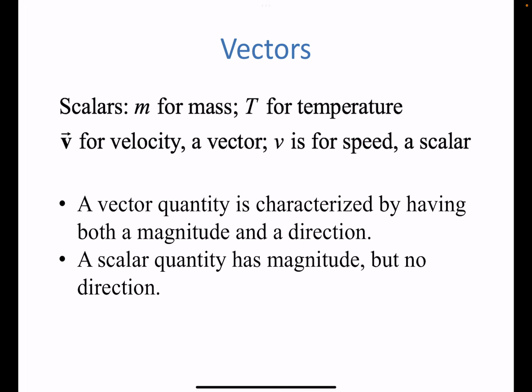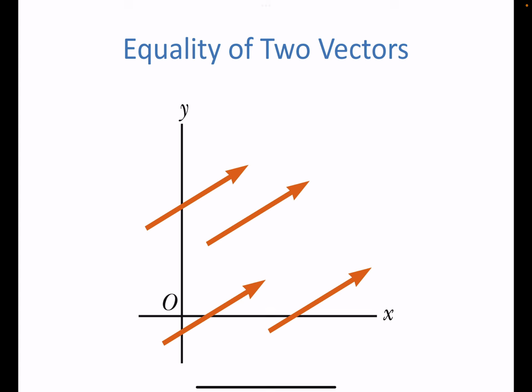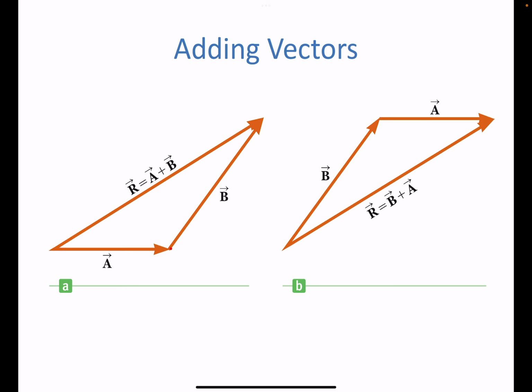Velocity is a perfect example: 100 miles per hour due north. The direction is just as important as the number. We can represent vectors as arrows. They are equal if they have the same length and point in the same direction, regardless of where they start.